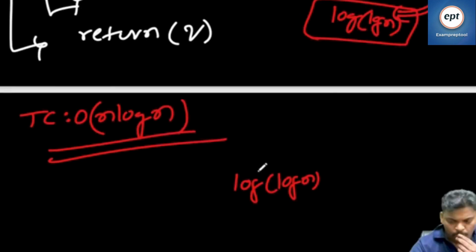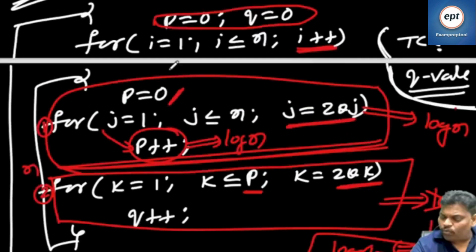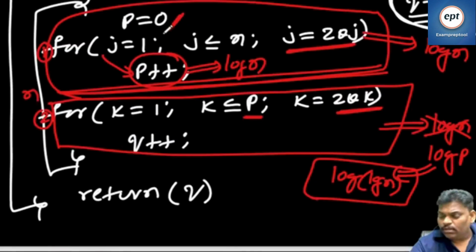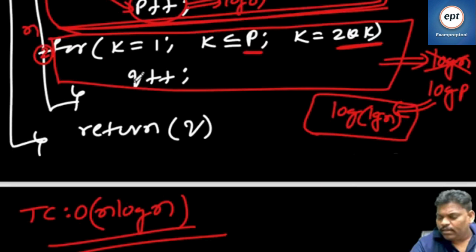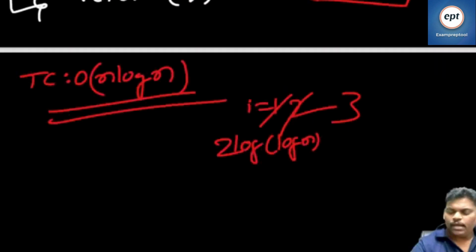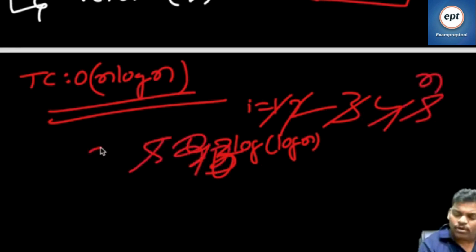Now see the second time. Next one, I value 1, this is the story. I value 2, again p is equal to 0, and the k loop is definitely going log n times, so now it is 2 log n. I is equal to 3, it became 3 log n, one more log n added. I is equal to 4, one more log n. I is equal to 5, one more log n. So if I is equal to n, it became one more log n.